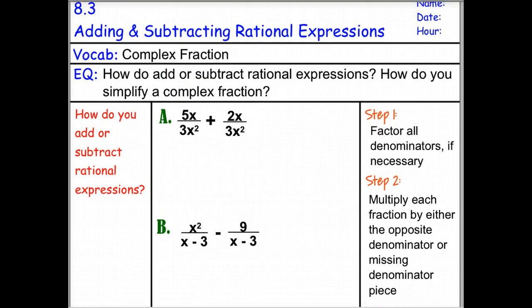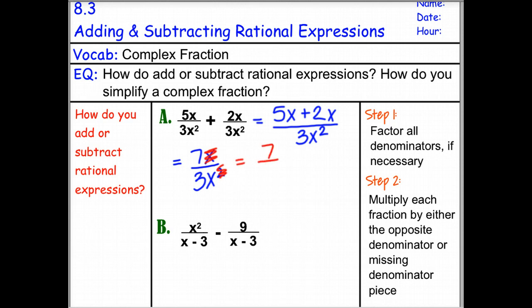So if we go back up here, remember, if we are adding these, you add the numerators only, so we have, it's like saying 5x plus 2x all over 3x squared. Well, 5x plus 2x is equal to 7x, and we have 7x over 3x squared. We can't simplify the numbers, but I do see that I can cancel this x with one of these, so that makes my final answer 7 over 3x.